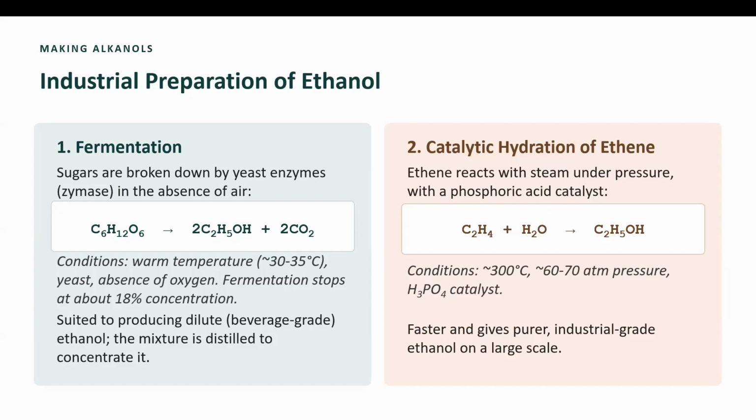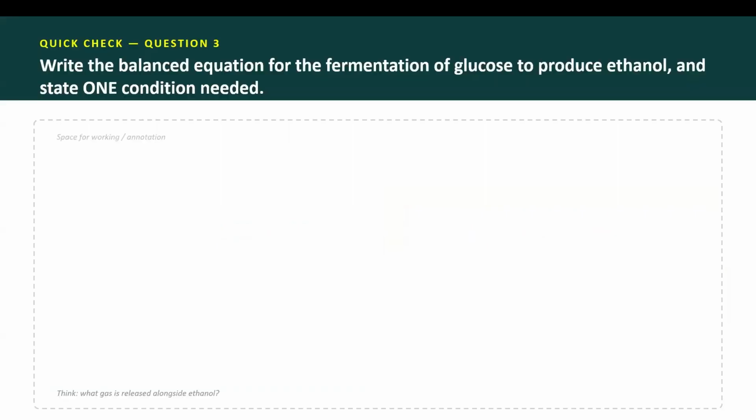Okay, so I want to assume that everything is clear and everybody understands this. So let's move on quickly. Write a balanced equation for the fermentation of glucose to produce ethanol and state one condition needed. So who can do that for us? Real quick. Anybody? Quick check.